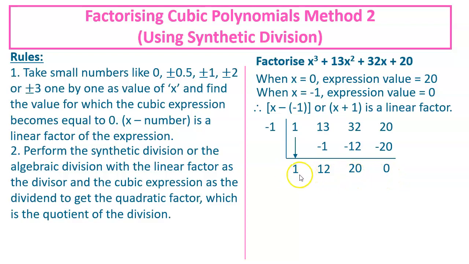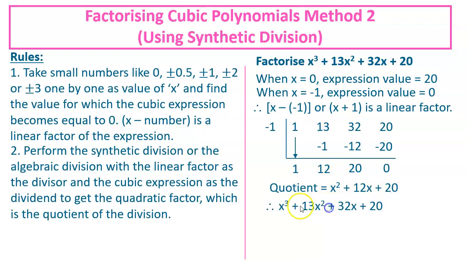All the other numbers of this line 3 are the coefficients of the quotient. The quotient will be a quadratic expression. This one will be the coefficient of x squared, 12 will be the coefficient of x and 20 will be the constant term. It will always be in the descending powers of x. So the quotient is x squared plus 12x plus 20.